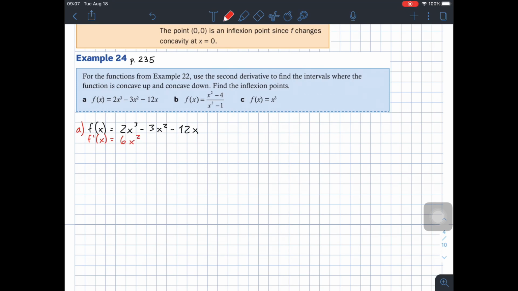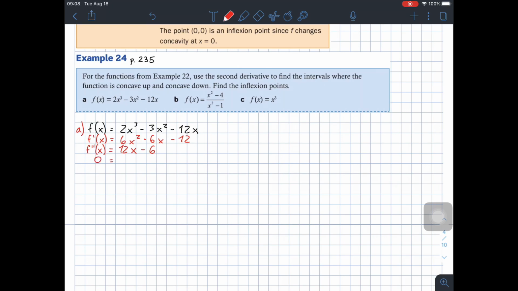6x squared minus 6x minus 12. And then we're going to find the second derivative because we want to analyze, in this case, the concavity. 12x minus 6, okay? So the first thing we do is we set the second derivative to 0 to see whether we have any inflection points.